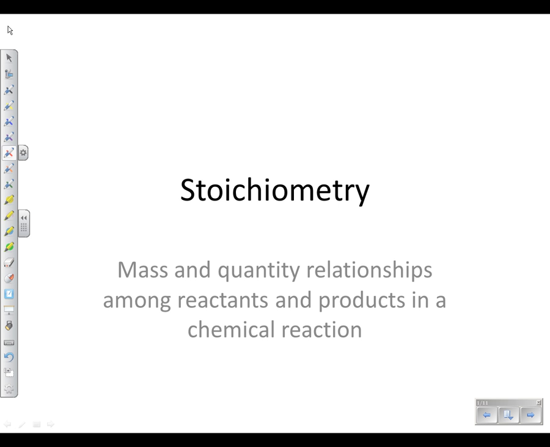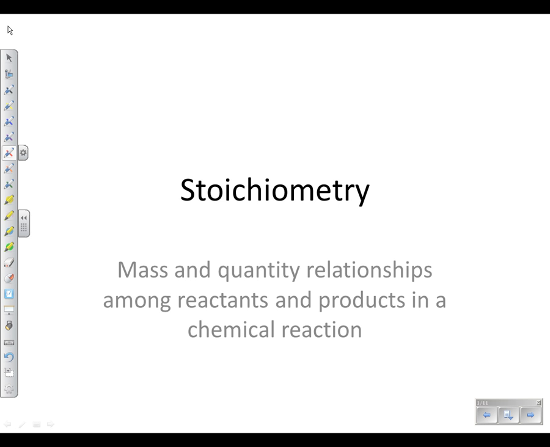Before, when I had you write that chemical equation, I asked you, why do we write chemical equations? What's the purpose of writing a chemical equation? And what did we come up with? Why do we write chemical equations? Or what does a chemical equation tell us? It tells you the products that you get from a chemical reaction. It tells you the products, but it also tells you the reactants. So it tells you what is reacting. But it doesn't tell you how much is reacting. That's where stoichiometry comes in.